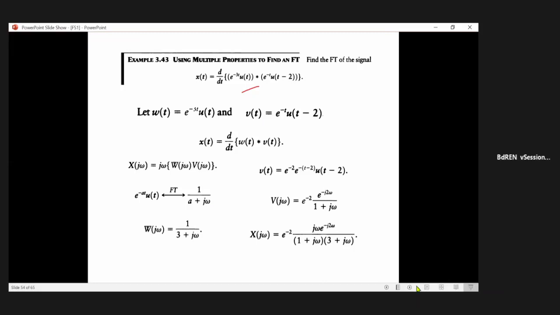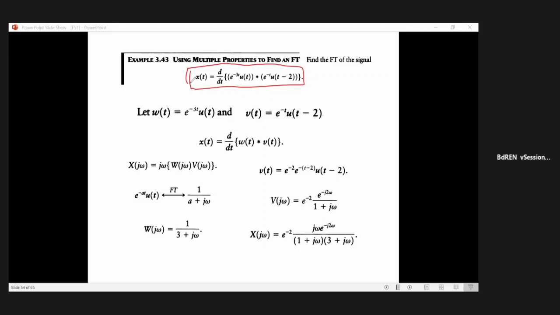Using multiplication properties, two consecutive properties are there. One is your convolution property, another is your derivative property. For example, someone will tell you to just find the Fourier transform of x(t), where x(t) is defined as the derivative of the convolution of two functions. Is it easier? Isn't it a bit difficult to do in the time domain? Because it is not impossible, but it will take longer.